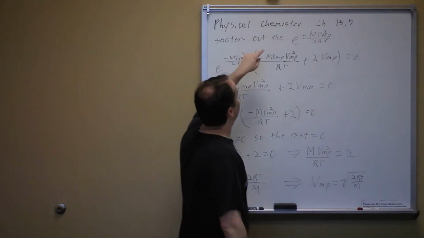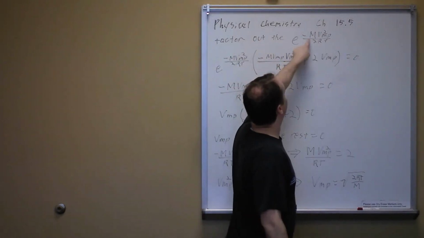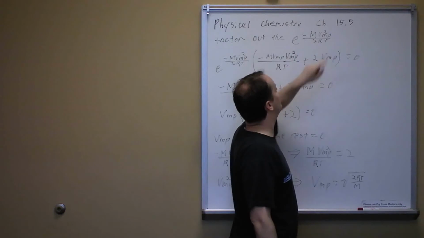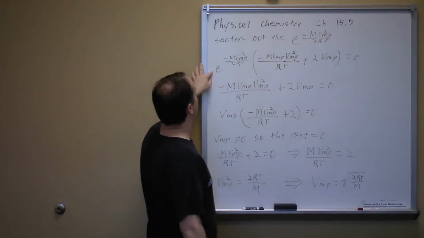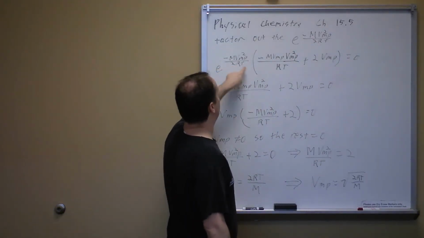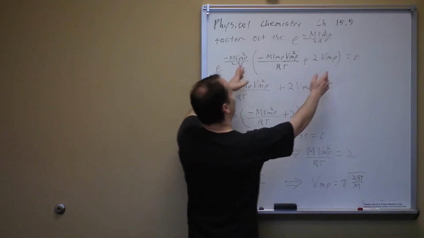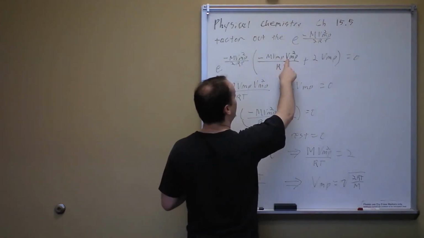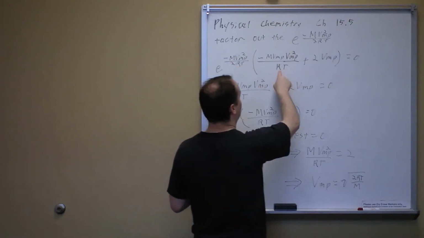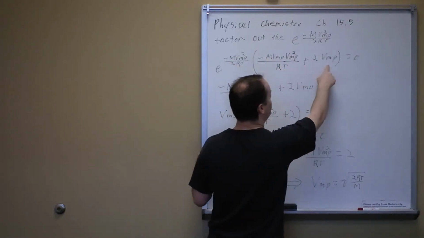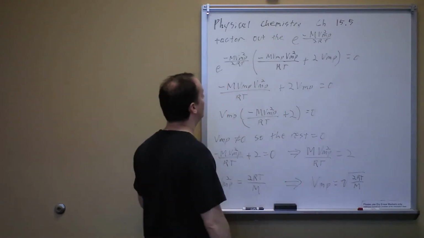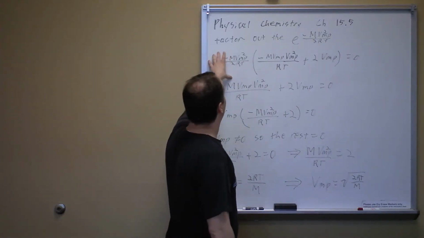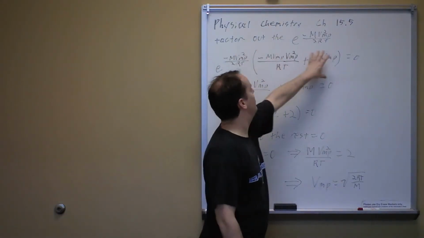Okay, so from that, we're going to factor out the e to the minus m vmp squared over 2RT. So we get e to the minus m vmp squared over 2RT times all this: minus m vmp times vmp squared, we leave that separate for a reason, I'll show you why, over RT plus 2 vmp is equal to 0. So we said this can't be equal to 0. Therefore, all this must be equal to 0.